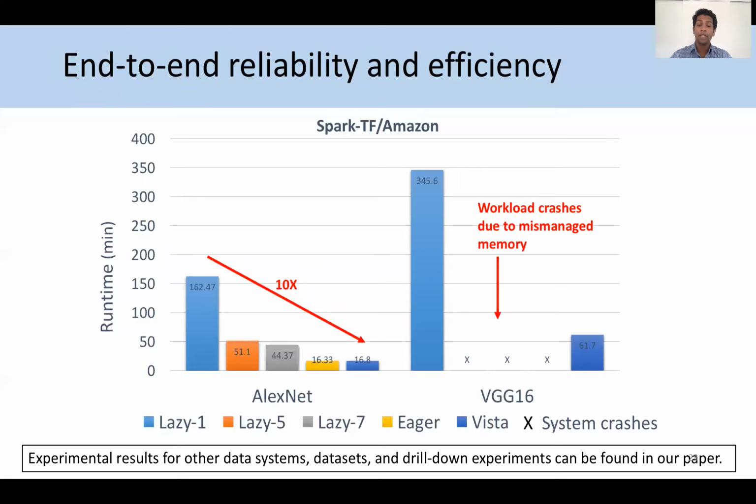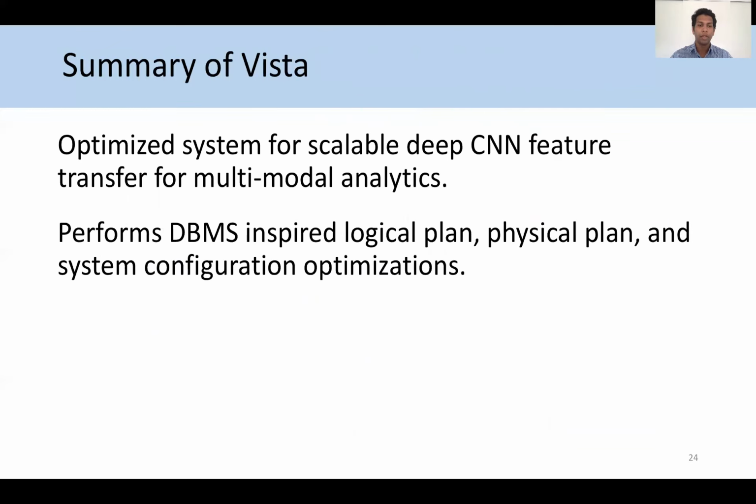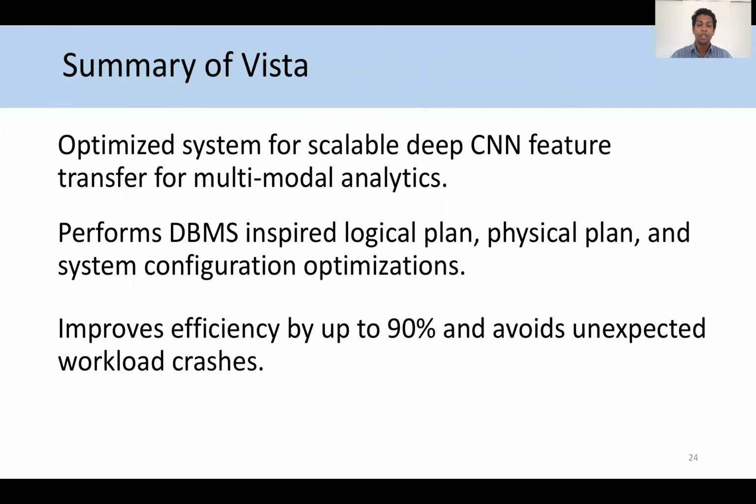Experimental results for other data systems, datasets, and drill-down experiments can be found in our paper. In summary, I presented to you our system Vista, which is an optimized system for scalable deep CNN feature transfer for multimodal analytics. It performs DBMS-inspired optimizations, and by doing so, it is able to improve the efficiency of this workload and also avoid unexpected workload crashes.